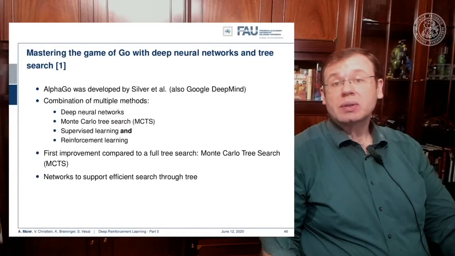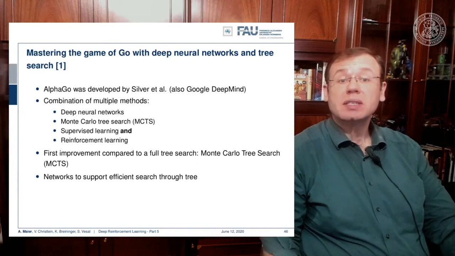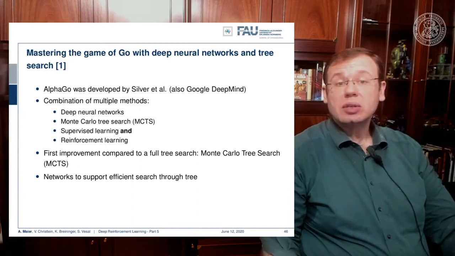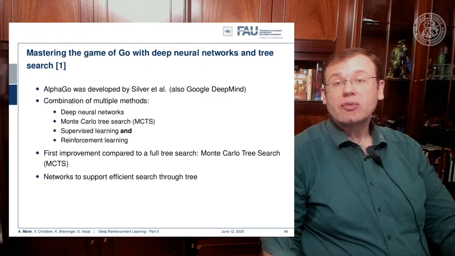There were several very good ideas in this paper, which was developed by Silver et al., also DeepMind, and it's a combination of multiple methods. They use, of course, deep neural networks, then they use Monte Carlo tree search, and they combine supervised learning and reinforcement learning. The first improvement compared to a full tree search was the Monte Carlo tree search, and they use the networks to support efficient search through this tree.